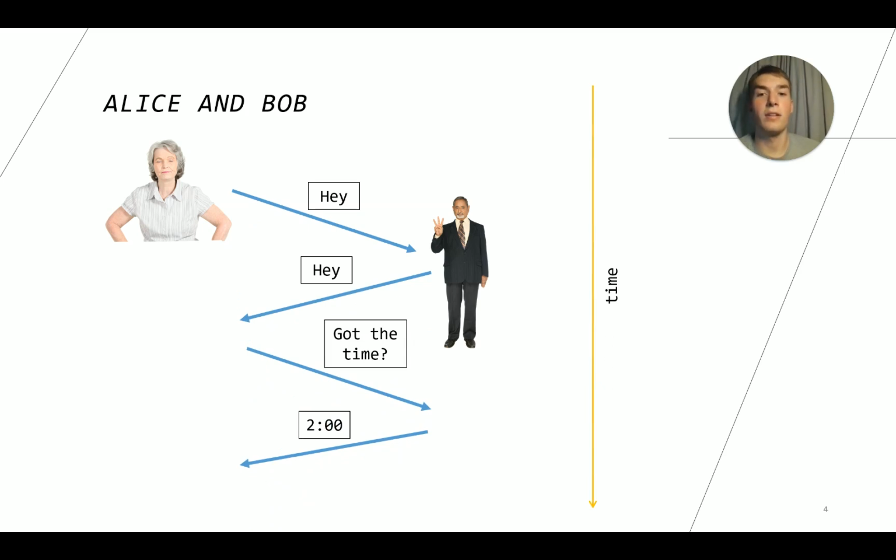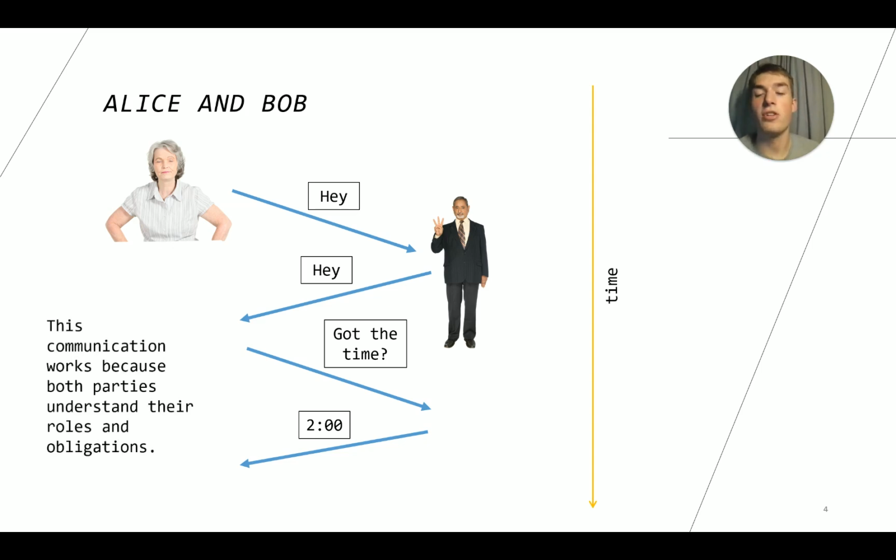So Alice and Bob are going to send each other a series of messages. Alice is going to say hey, and Bob's going to respond. So they've established communication. Then Alice is going to ask Bob, got the time? And Bob will respond with the information of the time. This communication works because both parties understand their roles and obligations. They need to be polite, they need to greet each other, and then they need to use a language and use a way of speaking that both can understand.